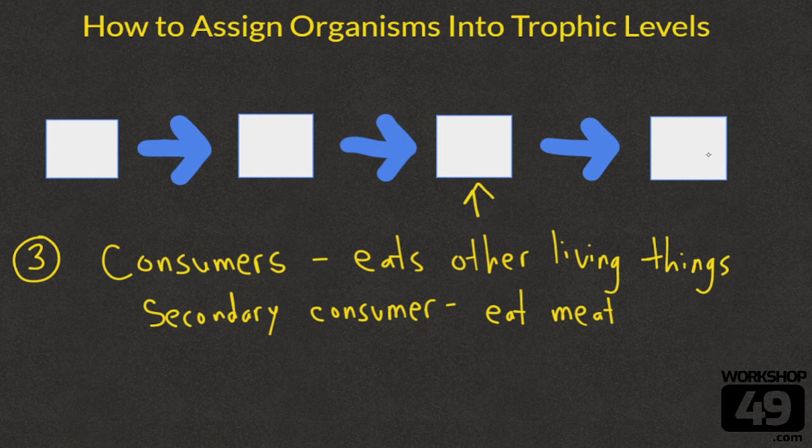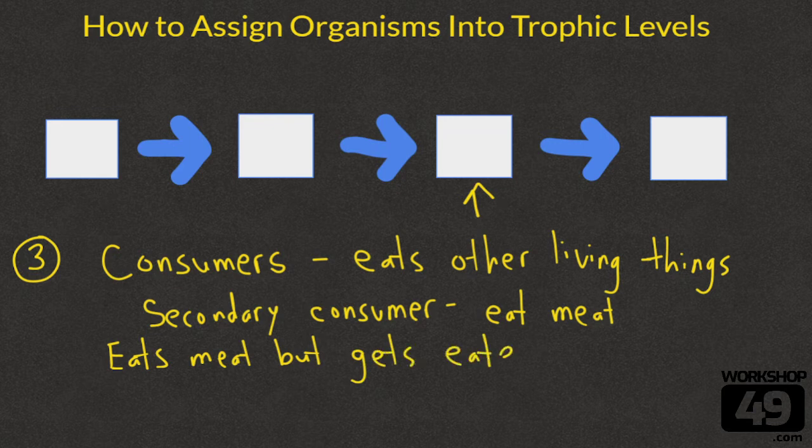However, it's not at the end of a food chain. So I typically like to tell my students that a secondary consumer eats meat, but gets eaten. So these are your animals which you expect to eat smaller animals, but also live in constant fear of being eaten themselves. And we can include things here like a frog. We can include something here like a snake.